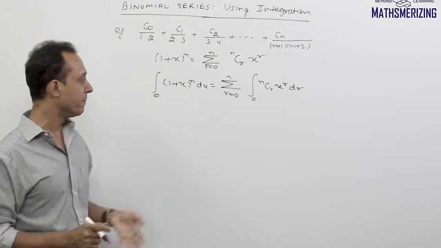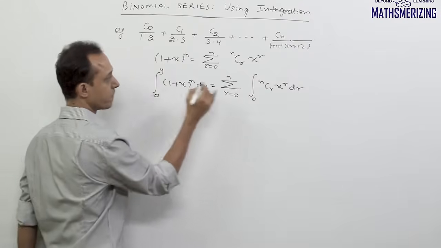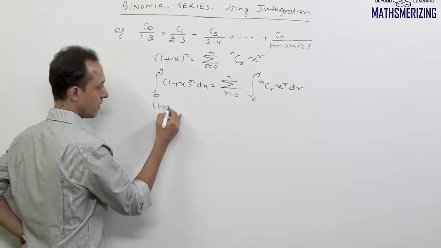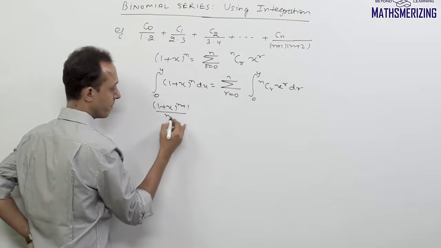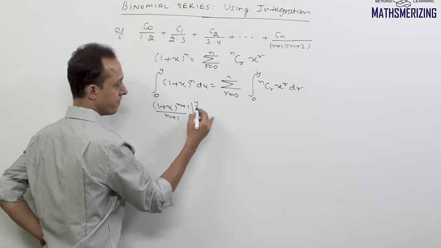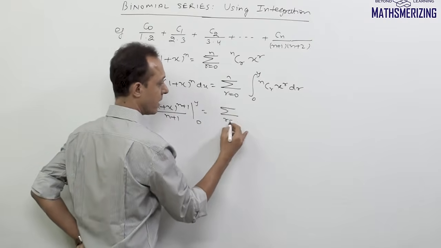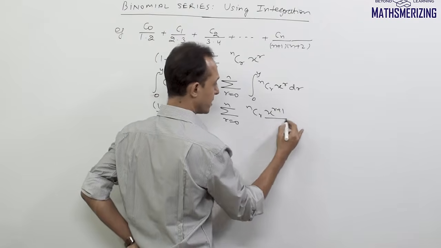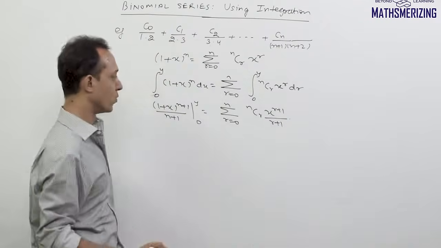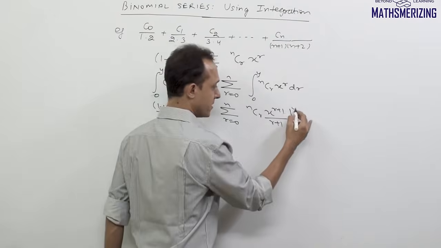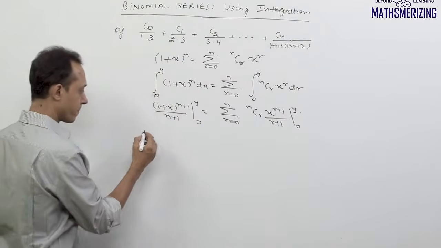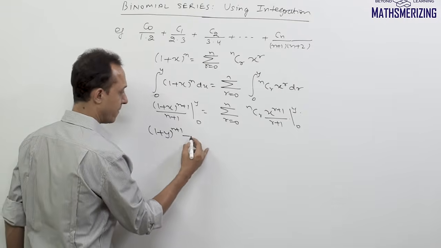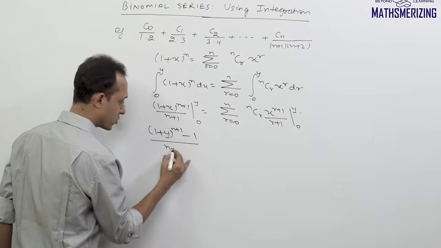So I'll choose some variable, maybe I'll say it is y. So I'll write it as (1 plus x) to the power n plus 1 upon n plus 1 from 0 to y. It'll be summation r varies from 0 to n, and there'll be nCr x to the power r plus 1 upon r plus 1, and then again from 0 to y. So on the left hand side, I'll get (1 plus y) to the power n plus 1, and then minus 1 upon n plus 1.